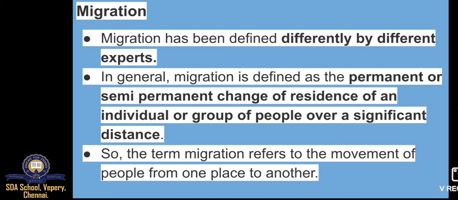First, let's see what is migration. Migration has been defined differently by different experts. In general, migration is defined as the permanent or semi-permanent change of residence of an individual or group of people over a significant distance. So the term migration refers to the movement of people from one place to another.